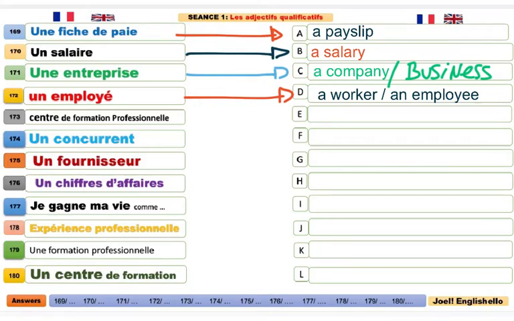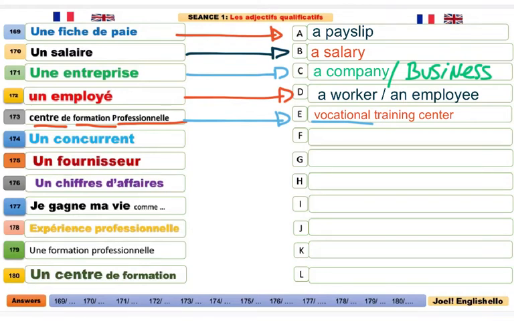Centre de formation professionnelle. On va commencer par la fin. Professionnelle, formation, centre. Centre de formation professionnelle. Professionnel, vocational training center. Vocational, on peut aussi dire professional training center.